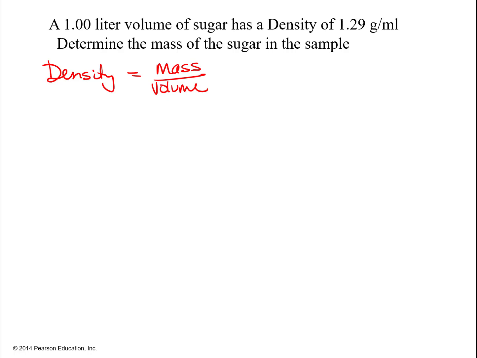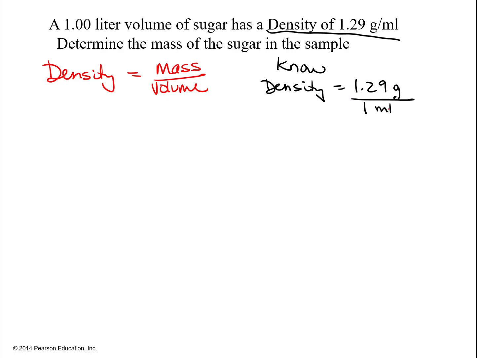Okay, you know the density, okay? So pick those things out. Here's what I know. Sometimes it's helpful if you just underline, because we're going to take it out of a sentence, so we're just going to make it a math problem, and then it's not a big deal, okay? So I know that the density of this sugar is equal to 1.29 grams per milliliter, right? So if you see grams per mil, that's really what it means, grams divided by 1 milliliter. So that's the unit, grams per mil.